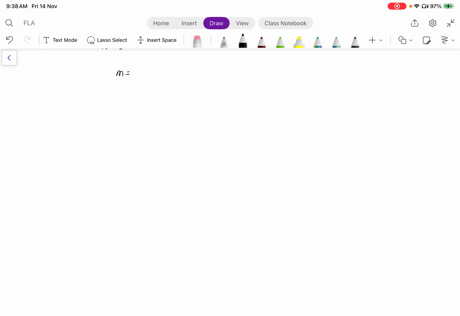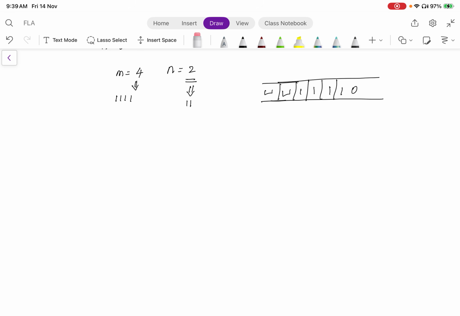Now let's take an example. M is equal to 4, N is equal to 2. So I am representing 4 with 4 ones, 2 with 2 ones. The input tape would look like 1, 2, 3, 4. I'm using a 0 here to separate. In the previous example for addition, we used a blank space as separator. Here we are using 0 as separator. Then you have 2 ones, then blank spaces.